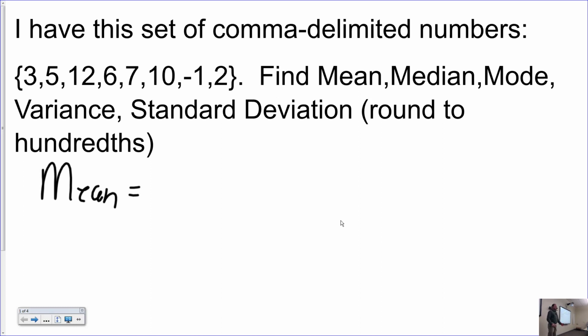What was the sum of the numbers? 44. What was the number of numbers? What's 44 divided by 8? Awesome.